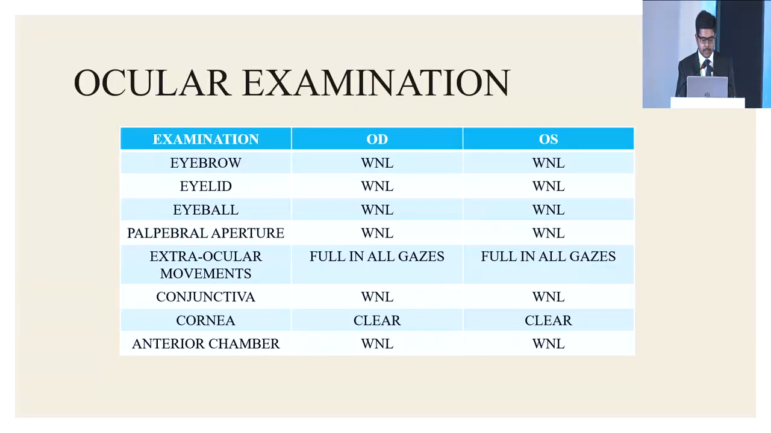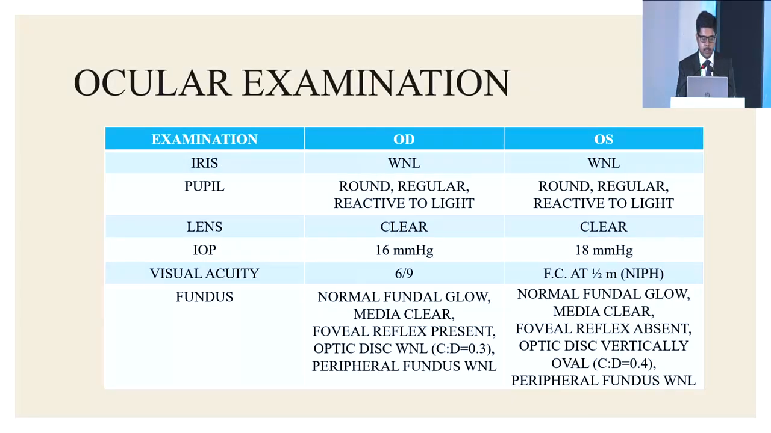Upon ocular examination, eyebrow, eyelid, eyeball, palpebral aperture, conjunctiva, and anterior chamber in both the eyes were within normal limit. Cornea in both eyes was clear, and extraocular movements were full in all gazes in both the eyes. Iris was within normal limits. The pupils in both the eyes were round, regular, and reactive to light. Intraocular pressure in the right eye was 16 millimeters of mercury, and that in the left eye was 18 millimeters of mercury. The visual acuity in the right eye was 6/9, while it was finger counting at half meter in the left eye, which did not improve with pinhole.